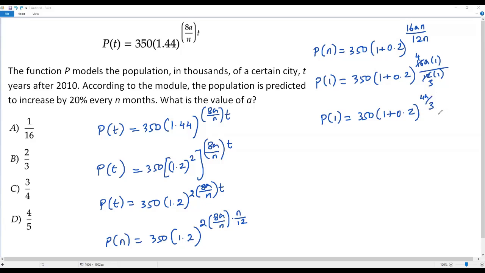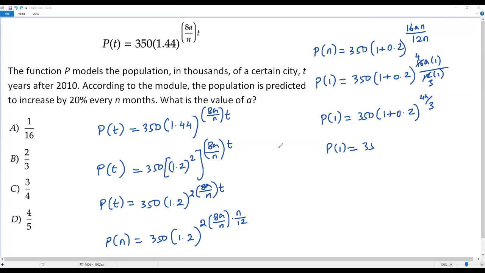So that is, when I plug in n equal to 1, the initial population 350 must increase by 20% according to the instruction. Okay, here 0.2 is added to 1, that is the growth rate is 20%. If I want this 350 to increase by 20%, then the value of this 4a over 3 must be 1. So we'll have P of 1 equals 350 times 1 plus 0.2 to the power of 1. To the power of 1 means this 350 is increased by 20% when n is equal to 1.